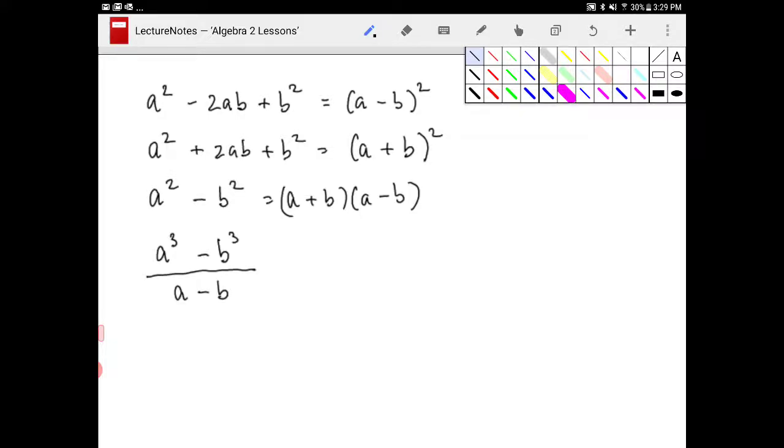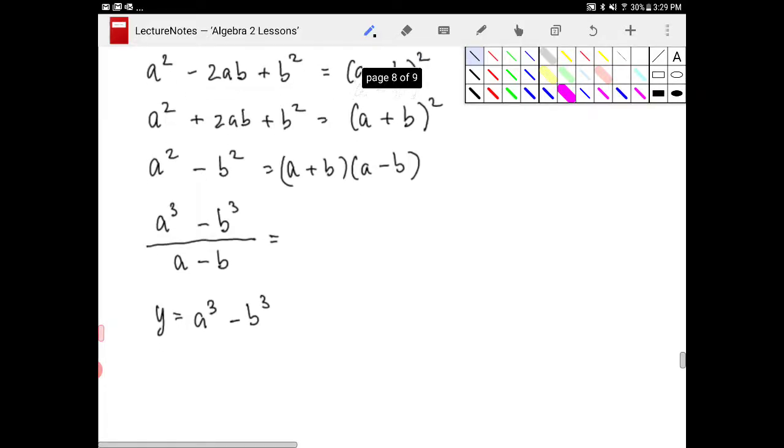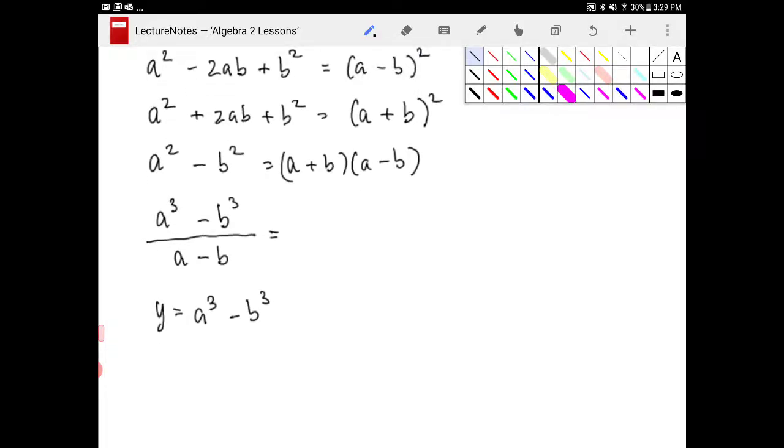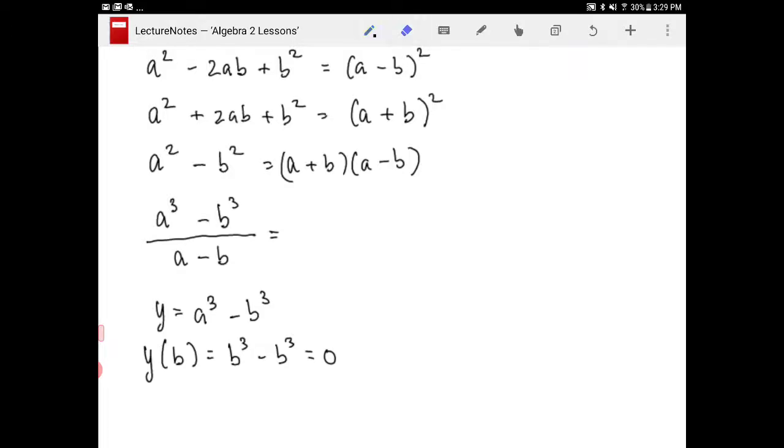cubed minus b cubed. If you're wondering why that's the case, well, suppose I call y is equal to a cubed minus b cubed, right? According to the remainder theorem, all I got to do is substitute wherever a is. I want to replace that with b, and I'll get b cubed minus b cubed, and that is indeed 0. So this is consistent with the remainder theorem, right? So a minus b will be a factor. So what will it factor to?